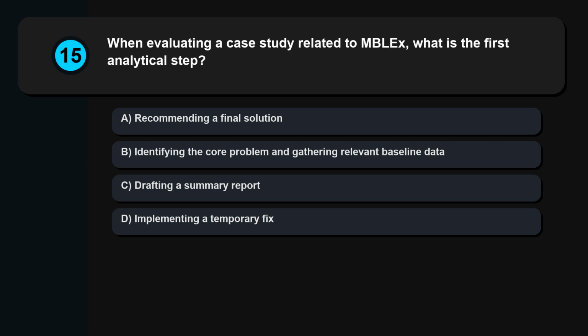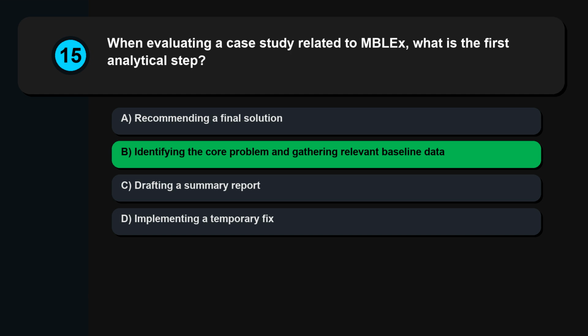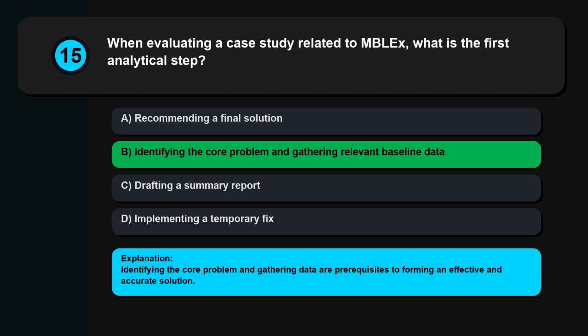Question 15. When evaluating a case study related to MBLEx, what is the first analytical step? Recommending a final solution, identifying the core problem and gathering relevant baseline data, drafting a summary report, implementing a temporary fix. Identifying the core problem and gathering data are prerequisites to forming an effective and accurate solution.